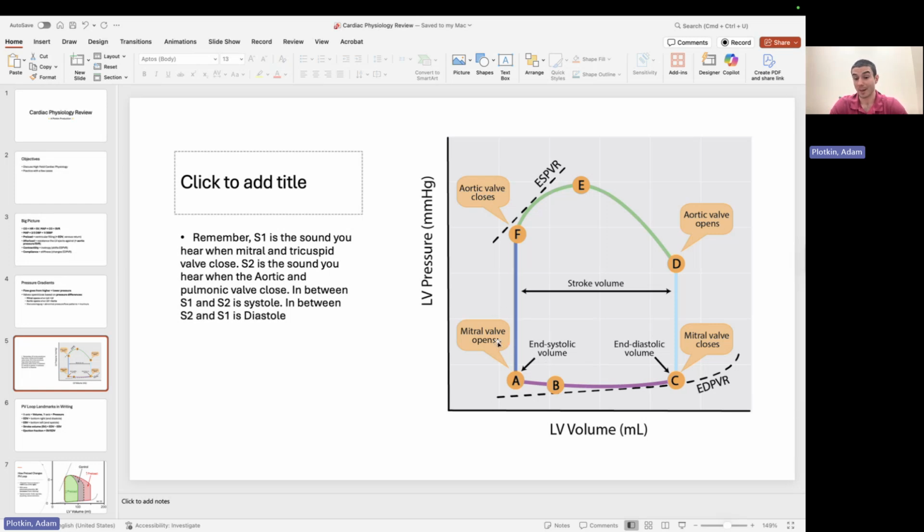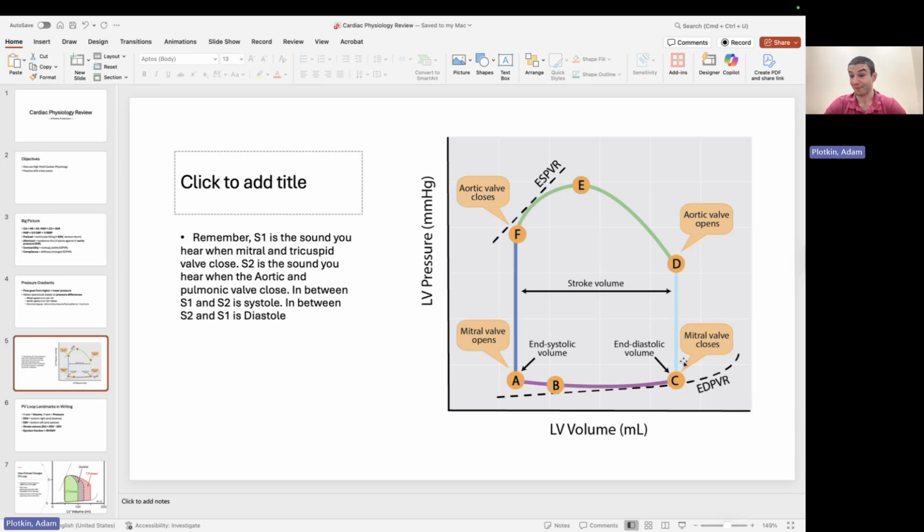So at point A, the mitral valve opens, right? And so when the mitral valve opens, we're pushing blood from the left atrium into the left ventricle. If we look at our axes, the x-axis is the left ventricular volume. The y-axis is the left ventricular pressure. So when the mitral valve opens, we're dumping blood into the left ventricle, okay? And at this point, the mitral valve is open, but the aortic valve is still closed. So we're dumping blood into the left ventricle, and you see the volume is getting much bigger. We're adding volume to the left ventricle.